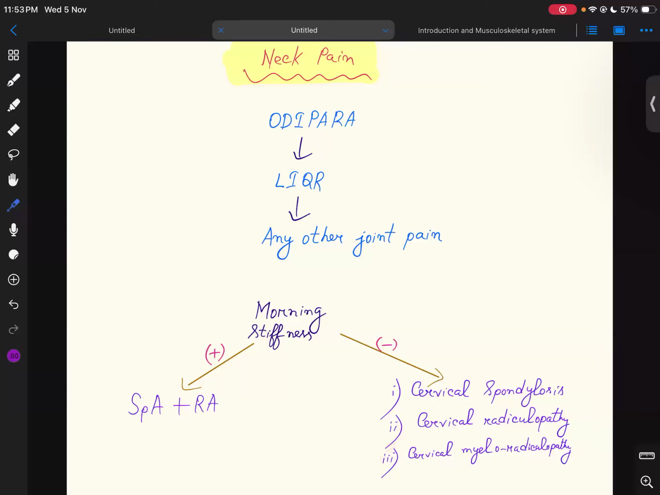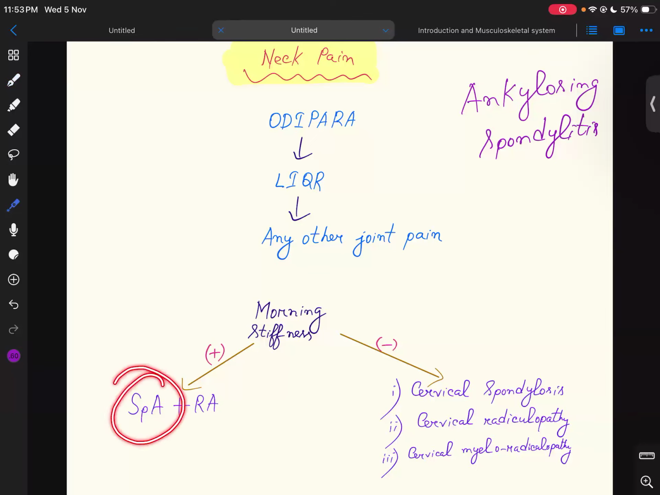But this case has come one time in the PACES exam with the history of ankylosing spondylitis. The diagnosis was ankylosing spondylitis. It has come only one time in the PACES exam. That is seronegative spondyloarthritis. Is it clear to everyone?